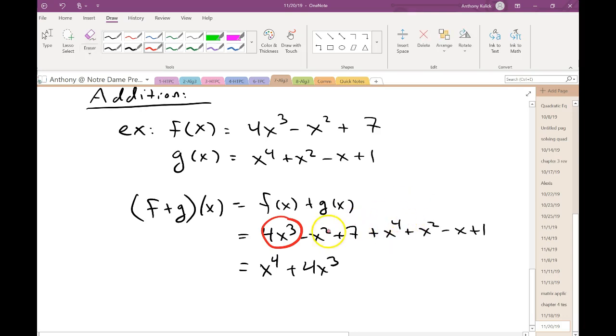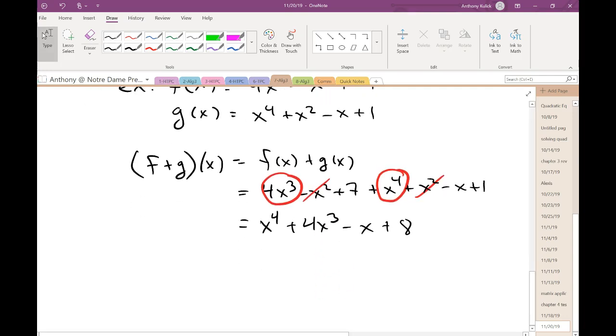So notice that the negative x squared and the positive x squared are going to add to give us 0. So we don't need to write that. Minus x, and then plus 8. So that's pretty easy, right? Everybody agree with that? Feel good about adding? Okay.